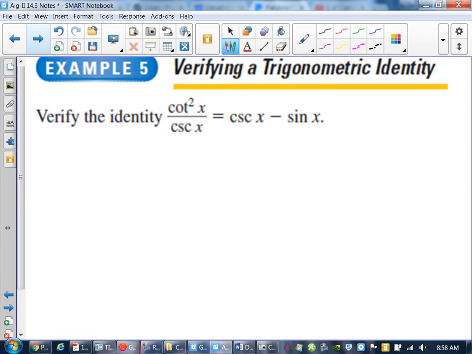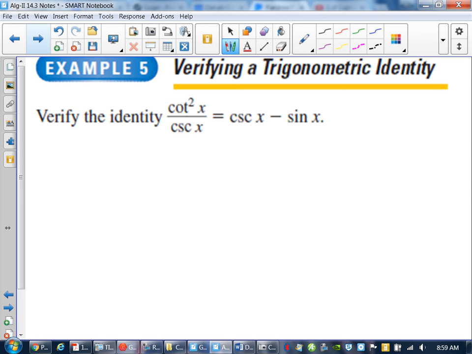Sometimes the wheels can come off a bit. And this is where understanding of where it starts and where it ends comes into play. So we have the identity cotangent squared over cosecant. You want to show that it's going to equal cosecant minus sine.